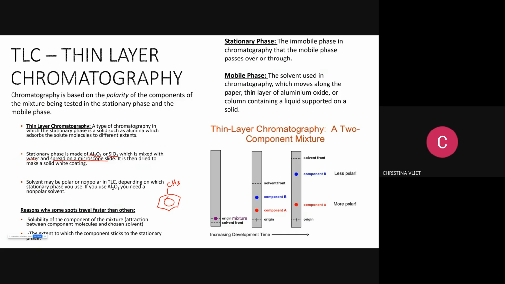And so the idea here is that if you have a mixture, so for example, this is a little piece of paper. This is called a paper chromatogram. So this is paper chromatography.